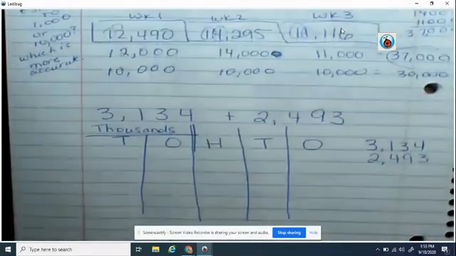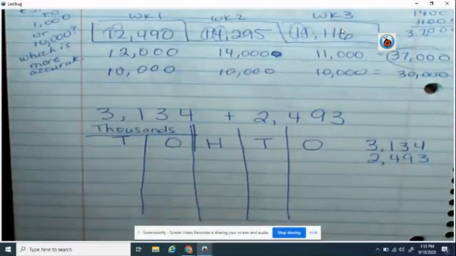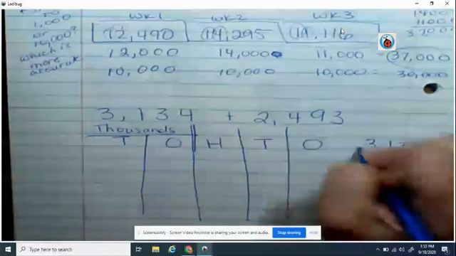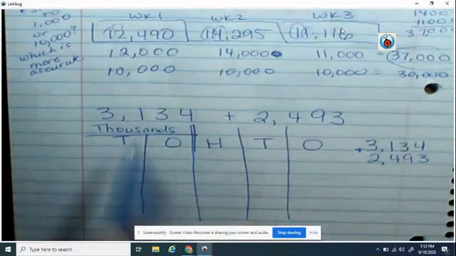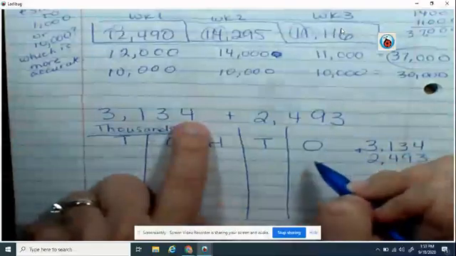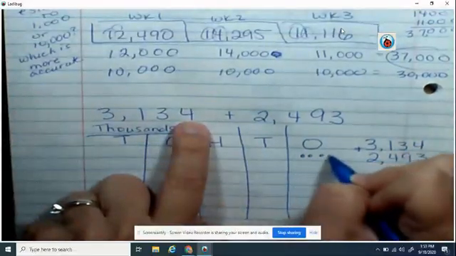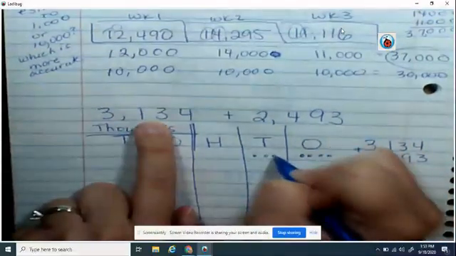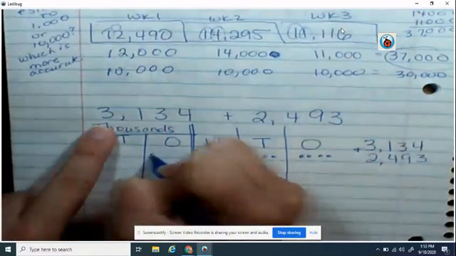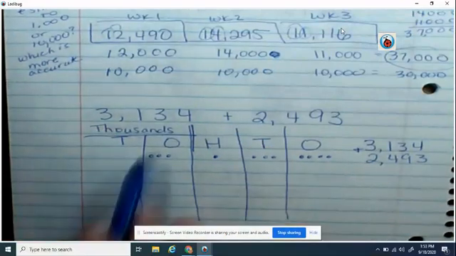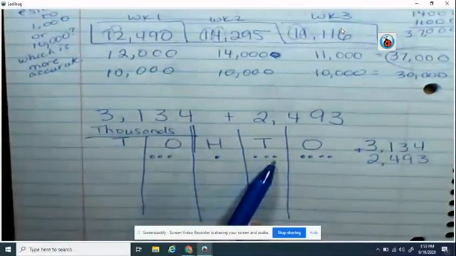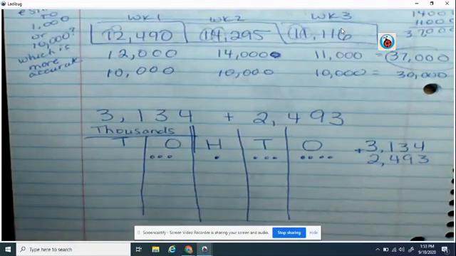All right, now for our new topic, we are going to start adding bigger numbers. And I know you all can do this because you are so smart, but I want to do a few pictures to start out with. So we're going to start with this number. We're going to put it in our place value chart. So I have 4 ones and 3 tens and 1 hundred and 3 thousands. Okay, so 3,134.